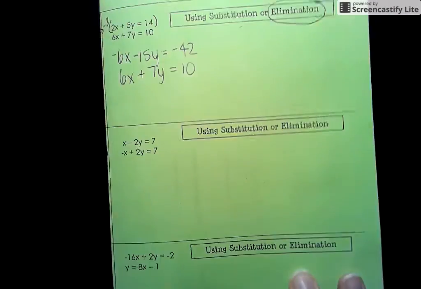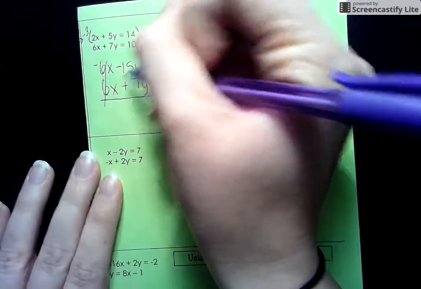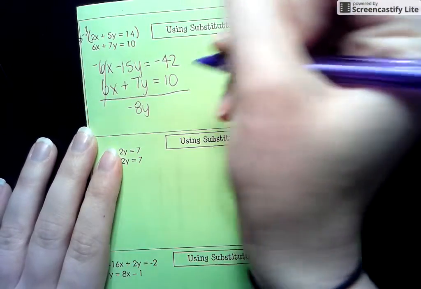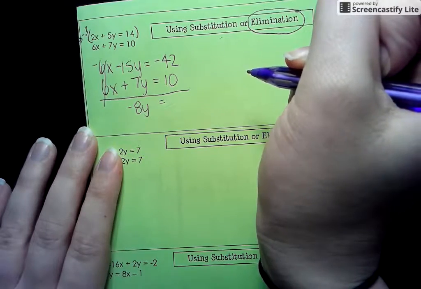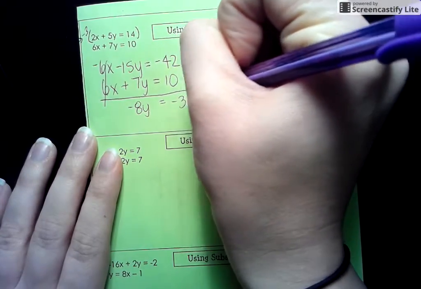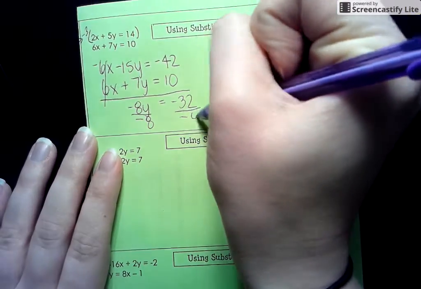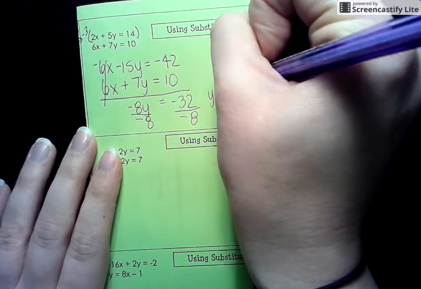From there, I'm going to add down. So I have a negative 15, because these are going to cancel. Negative 15 plus 7 is going to give me negative 8y is equal to negative 42 plus 10, which is negative 32. I'm going to divide by negative 8 on both sides, so I have y is equal to 4.